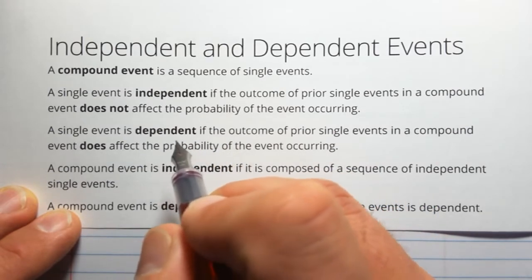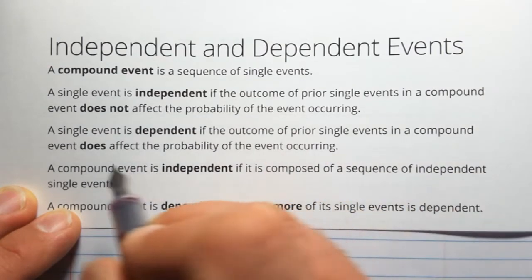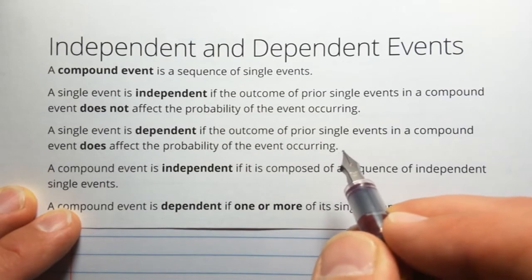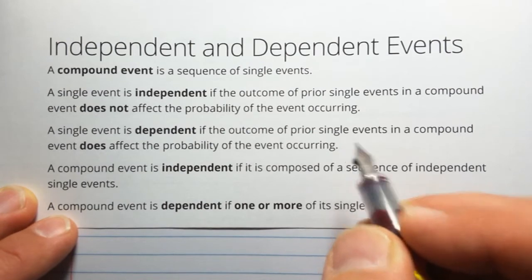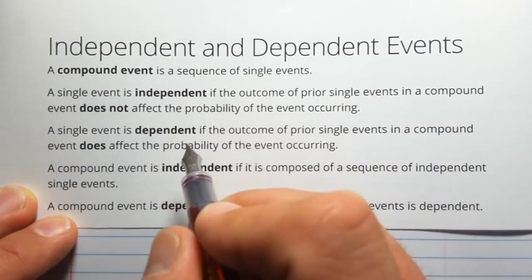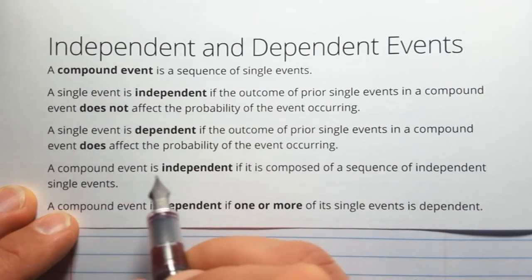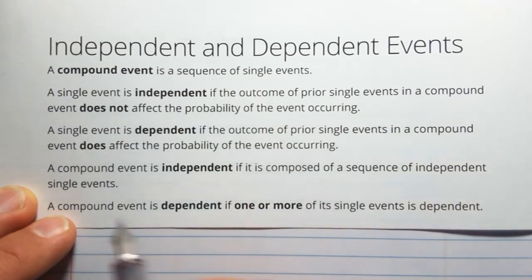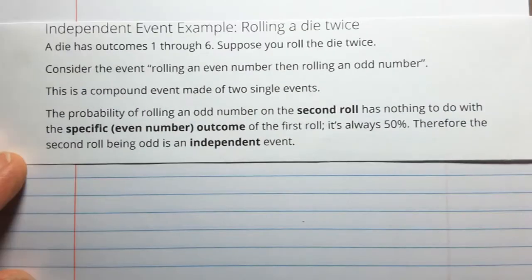A single event is dependent if the outcome of prior single events in a compound event does affect the probability of the event occurring. So if you have to know exactly how the previous things occurred in order to know what the current probability is, that's dependent. It depends on what came before. And just for a little bit of completeness for our language, a compound event is called independent if it has only independent events in it, but it's called dependent if it has at least one dependent single event inside of it. So let's look at an example.